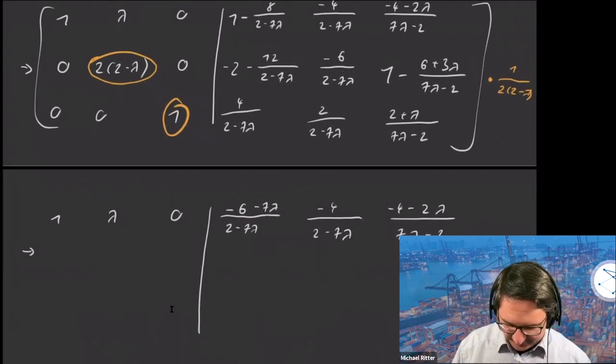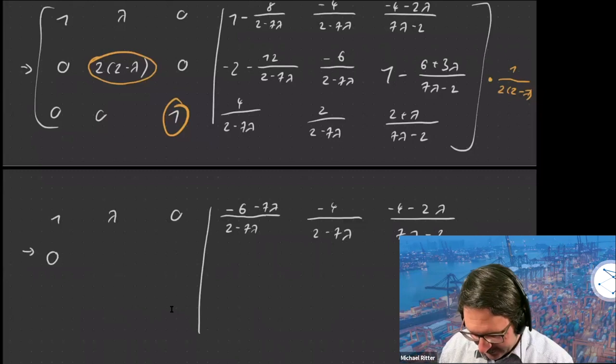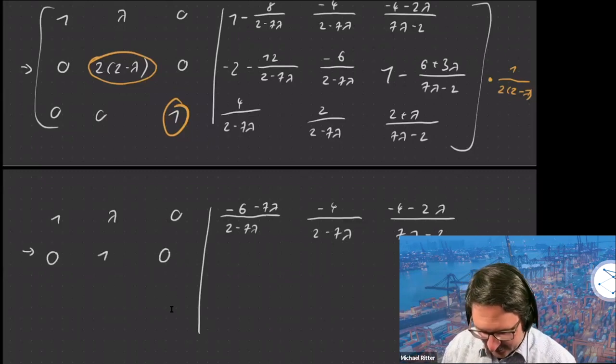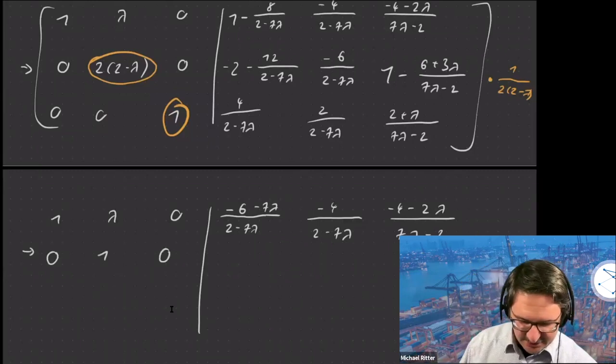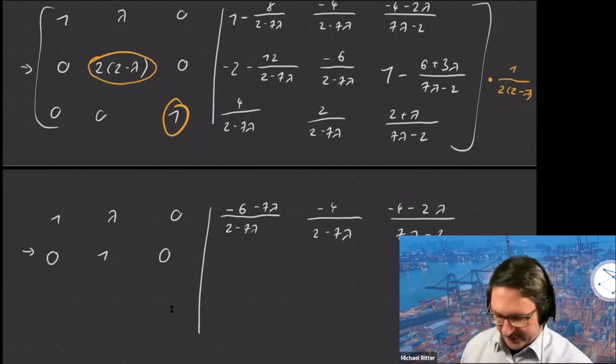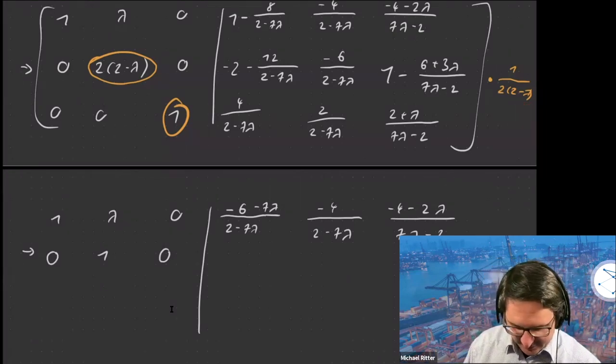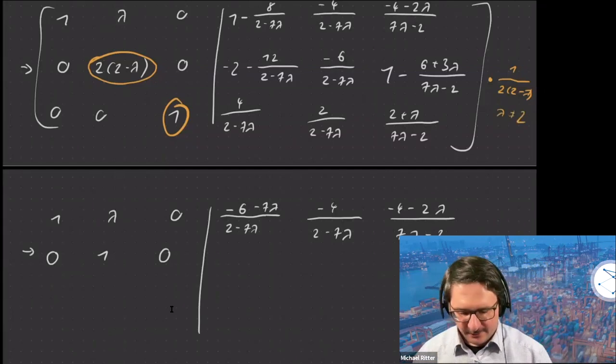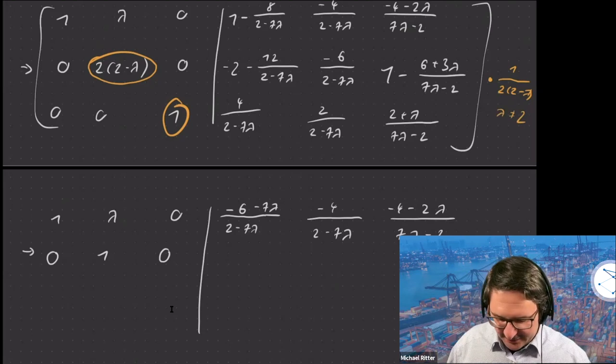Second row, we get 0, 1, 0. And by the way, notice that this is possible because we know lambda is not 2, right? So again, we've excluded that case before. If we had not done that, we would have to do it now. So second row is now good.